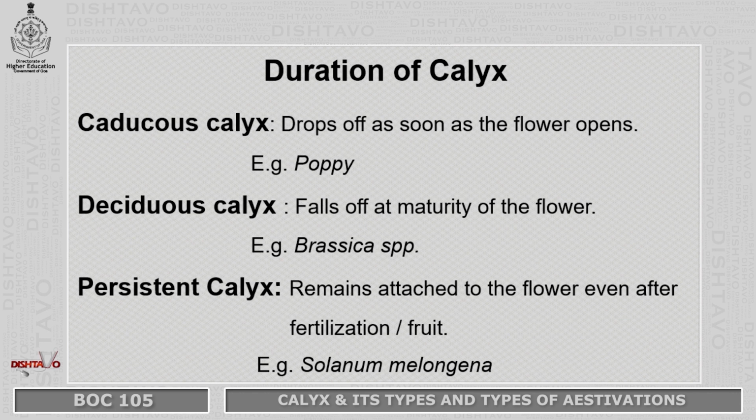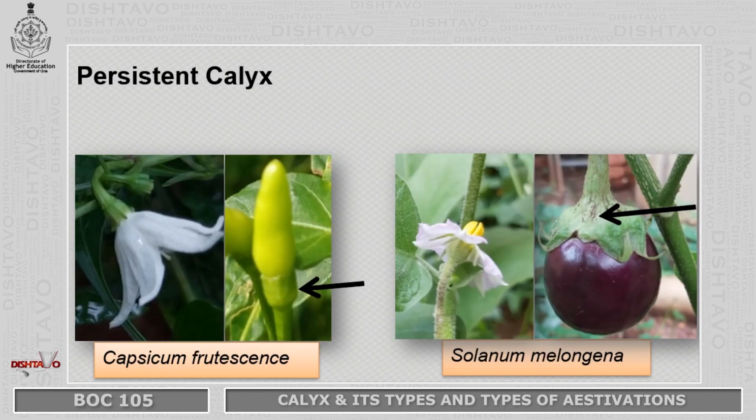Caducous calyx drops off as soon as the flower opens. Example, poppy. In deciduous calyx, the sepals fall off at maturity of the flower. Example, Brassica species. And in case of persistent calyx, the calyx remains attached to the flower even after the fertilization or formation of a fruit. The example of a flower is Solanum melongena and Capsicum frutescens.